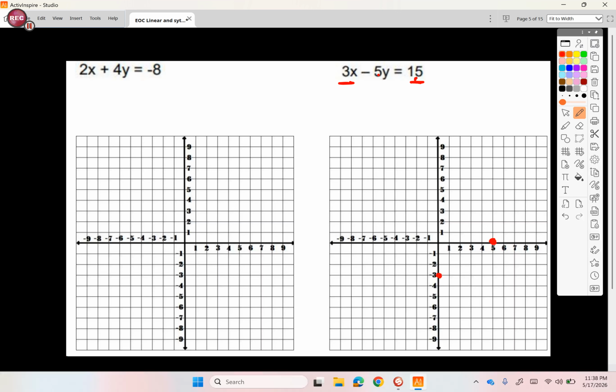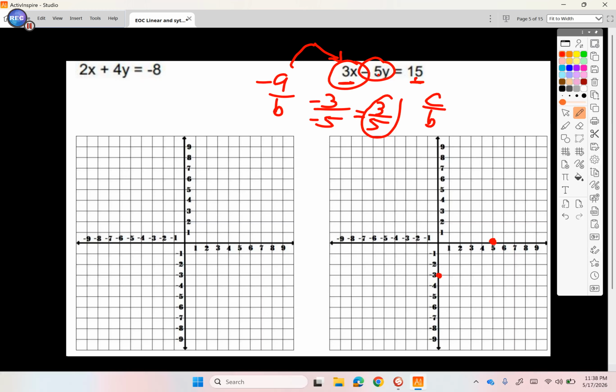The other steps is, in this format, to find the slope, you can do -a over b, which is change the sign of the first number, put it over the second number, and you have the slope. And then c over b gives you the y-intercept. So 15 divided by -5 gives you -3. That's the same y-intercept we got. So we would go up 3, right 5, and we land on that same dot that we marked.